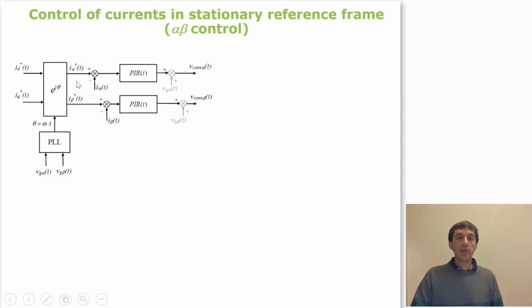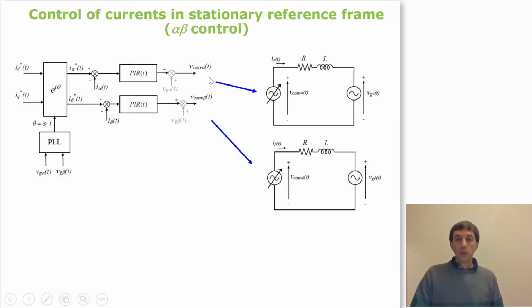Then once we have the alpha beta references for the current, they are compared with the actual or measured currents alpha beta, the errors are calculated, and they are passed through the resonant regulators. Then we can provide these two feed-forward terms of the grid voltage, and from these two current loops, we finally create the alpha beta components for the voltage of the converter. These are the two voltages of the converter in the alpha and beta electrical circuit, and they create the currents alpha beta that we want.